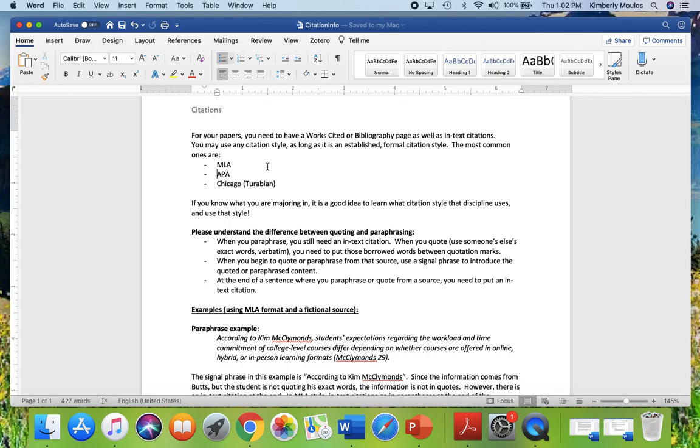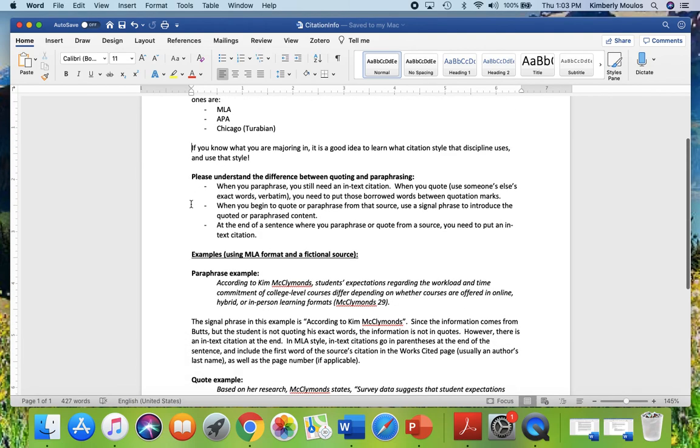The easiest one is, in my opinion, MLA. And I'll talk about that and discuss some basics with MLA in a minute. But basically, if you know what you are majoring in, it is a good idea to learn what citation style that discipline uses and use that style. So I don't care what style you use as long as it's a legitimate style. So you can't just make up however you feel like communicating where your information is coming from.